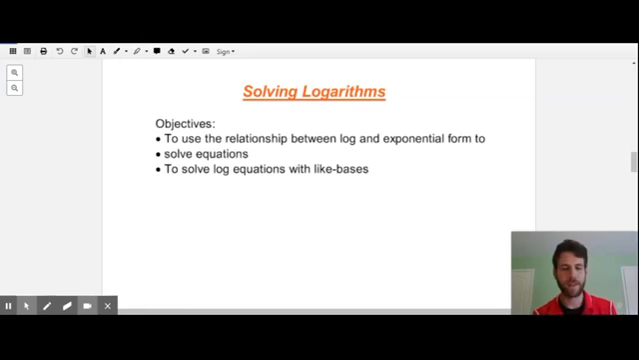Hello. In this video, we are going to be solving logarithms. It will be covered in two different sections, each of them being a little bit different and with different methods to obtain answers.